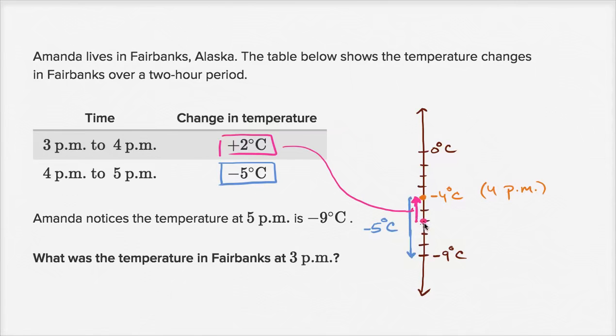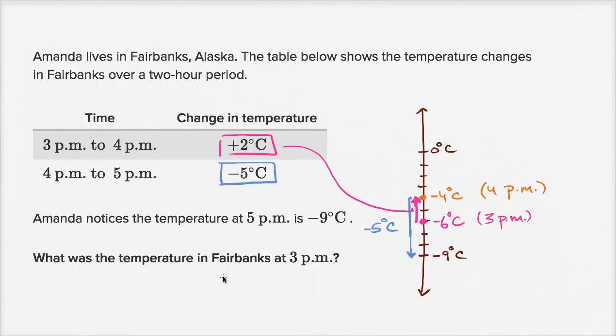So we must have started right there at 3 p.m. All I did is unwind this. If we know we're at negative 9 to end with, and from 4 to 5 we dropped 5 to get there, that means at 4 we must have been 5 above negative 9. So we were at negative 4. And then from 3 to 4, if we increased 2 degrees to get there, that means at 3 we must have been 2 degrees below negative 4. So this right over here is negative 6 degrees Celsius.